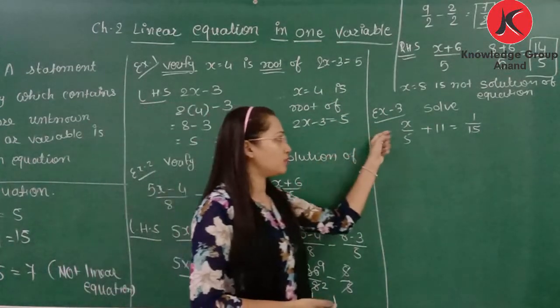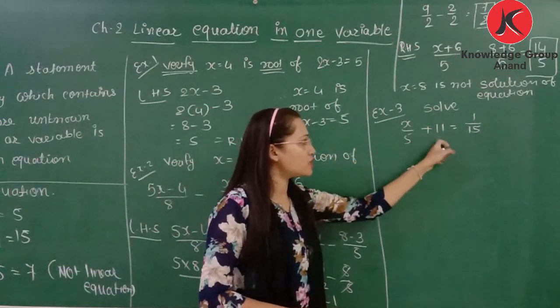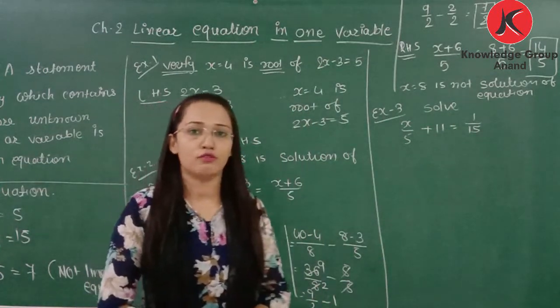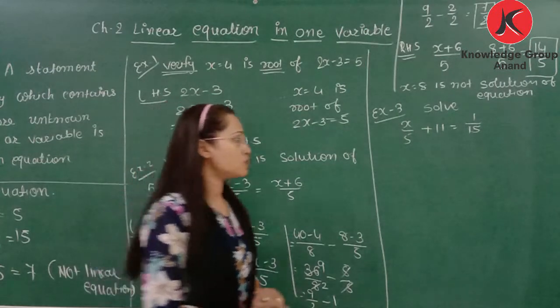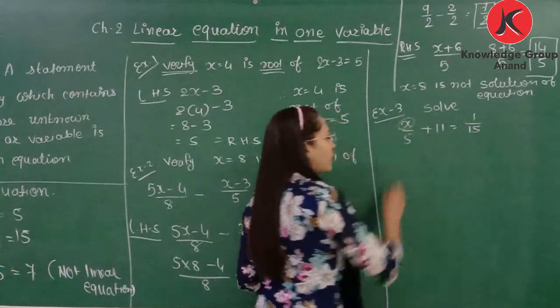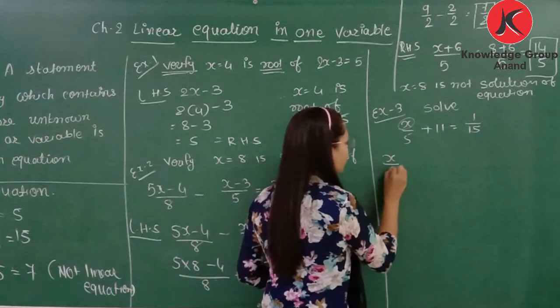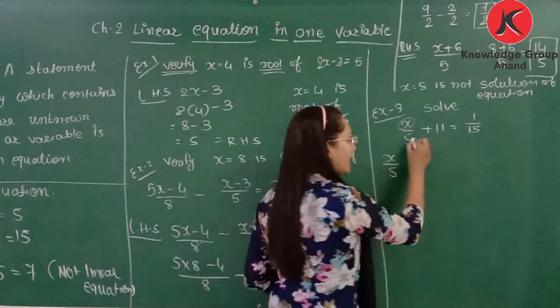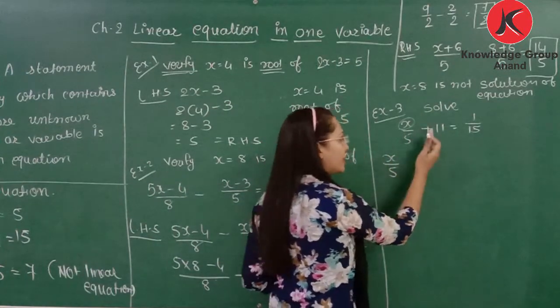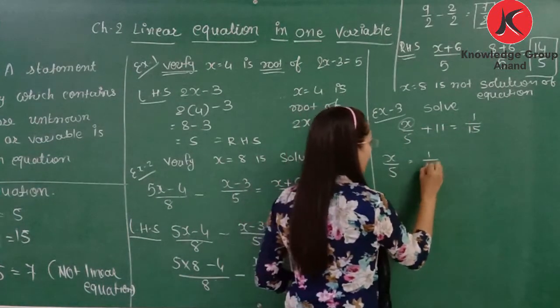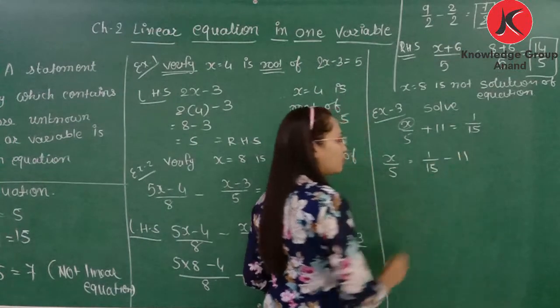Now example 3, solve x by 5 plus 11 is equal to 1 by 50. It means you need to find the value of the variable. Solve means what? Find the variable, find the value of the unknown. So let's find x by 5 here. You can take LCM here also, or you can take 11 on the right side. So let's take 1 by 50 minus 11.